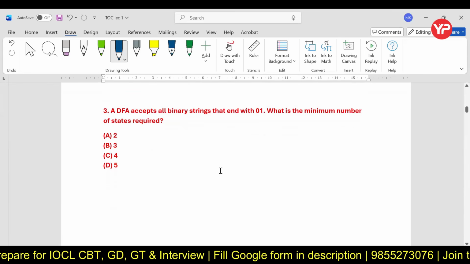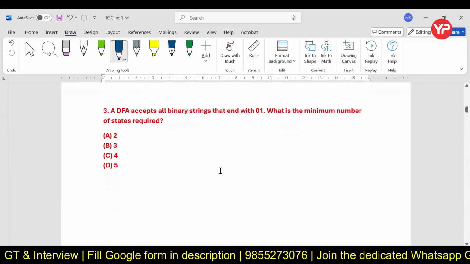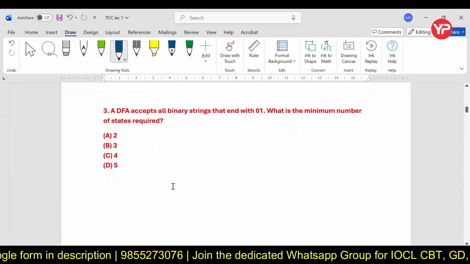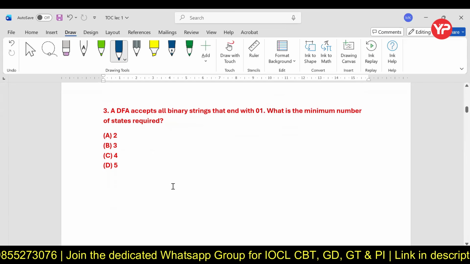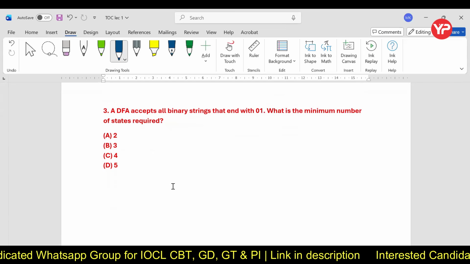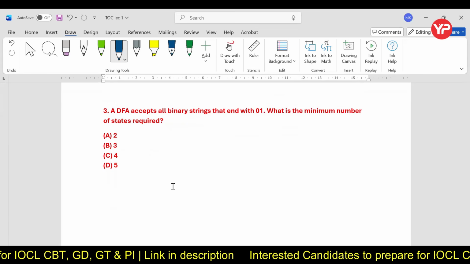Right. Please kindly construct the DFA and tell me what is the total number of states in this case.